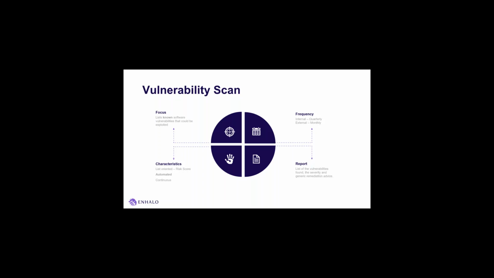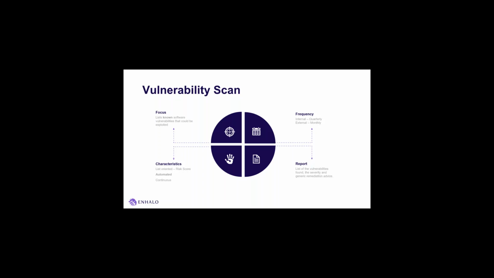When it comes to the frequency of how often your organization should run a vulnerability scan, we recommend an internal scan is performed at least once a quarter on the internal network, and at least on a monthly basis on any assets that are publicly facing or on your external network.